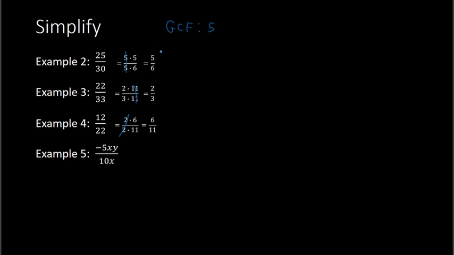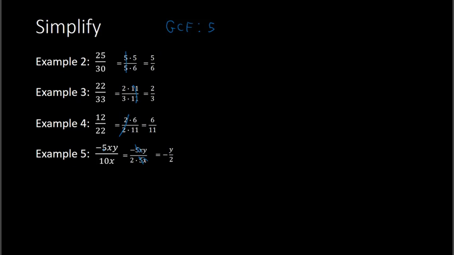Another example, we have negative 5xy over 10 times x. If I wanted to break the 10 apart, I could think of that as 2 times 5. I did that because I see the 5s would cancel. 5 and 5 would cancel out. The x's would also cancel out. So I have negative y over 2. The negative could go on top with the y, or it's probably better to write it on the side of the fraction, like this. So you have negative y over 2. And that is the same thing.